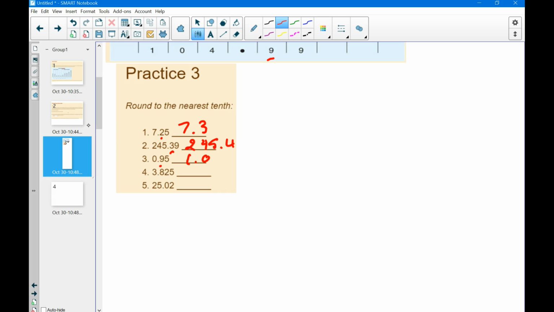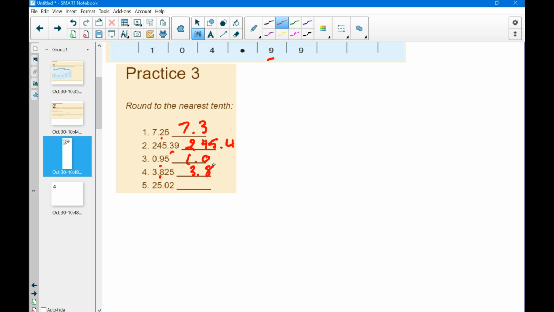We have 3.825. We're still rounding to the nearest tenth, so we're rounding off to the 8. Basically now we look at this one here. It's a little different because it says 3.8 and the number to the right hand side is a 2. So this stays at 3.8. It does not round up, and we drop the numbers behind it.